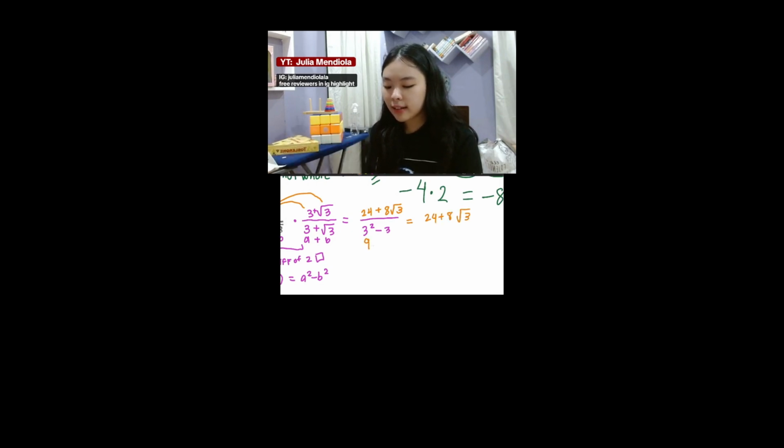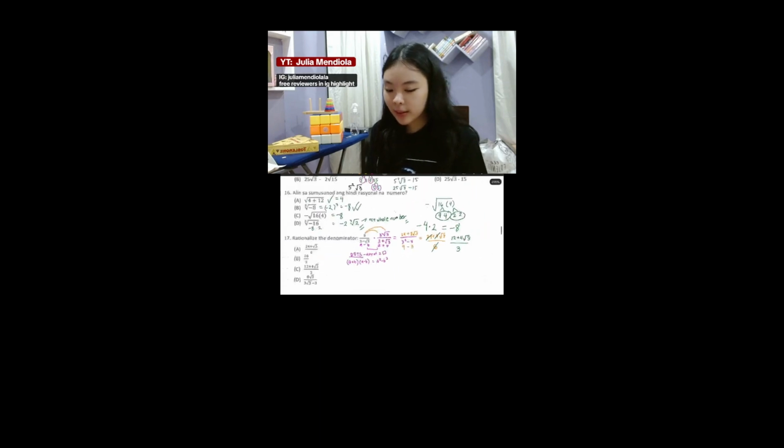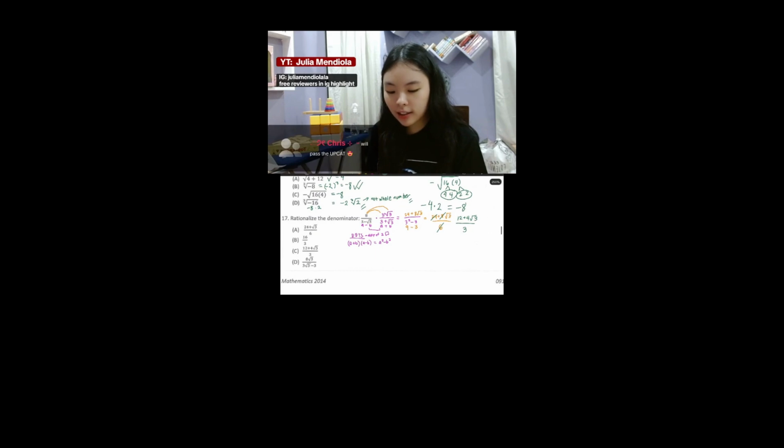This is 9. 3 squared is 9 minus 3 is equal to 6. Now, pwede pa rin ba to ma-simplify? Kailangan nyo pa rin siya i-simplify, okay? So, we can divide all of these by 2. Divide by 2 mo ito, divide by 2 mo ito, divide by 2 mo ito. That will give you 12 plus 4 square root of 3 over 3. Now, pwede pa rin ba siya ma-divide? Hindi na siya pwede ma-divide, okay? The answer is letter C.